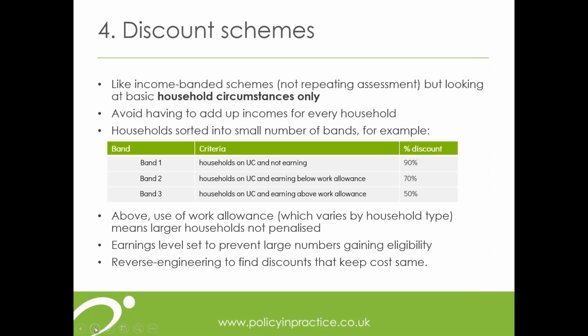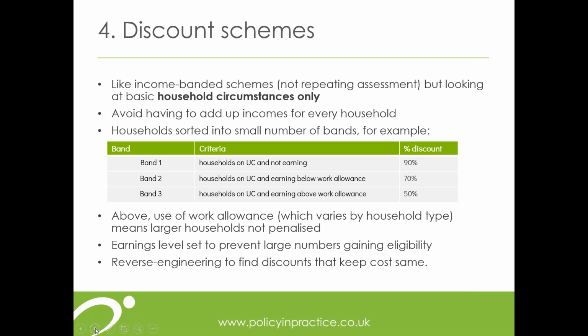So this is kind of the objective behind a discount scheme, but I'll take you through. So yeah, you avoid having to add up incomes. As we said, the households are sorted into small numbers of bands. As we can see in this particular example, we went for households in receipt of UC and not earning, households in receipt of UC earning below a work allowance, and households in receipt of UC earning above their work allowance.